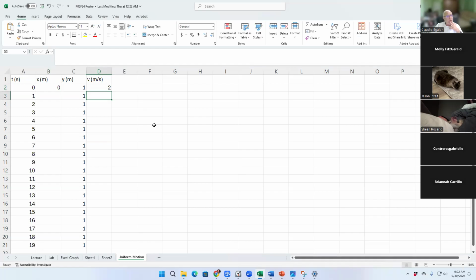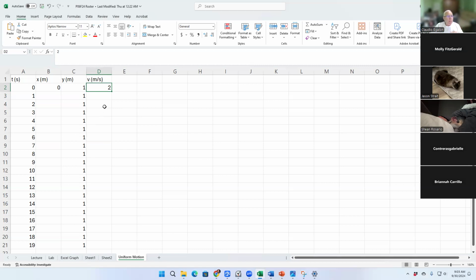2 meters per second is equivalent to someone jogging on the beach, okay? That's what 2 meters per second is. 1 meter per second is someone walking, right? 2 meters per second is someone jogging on the beach.